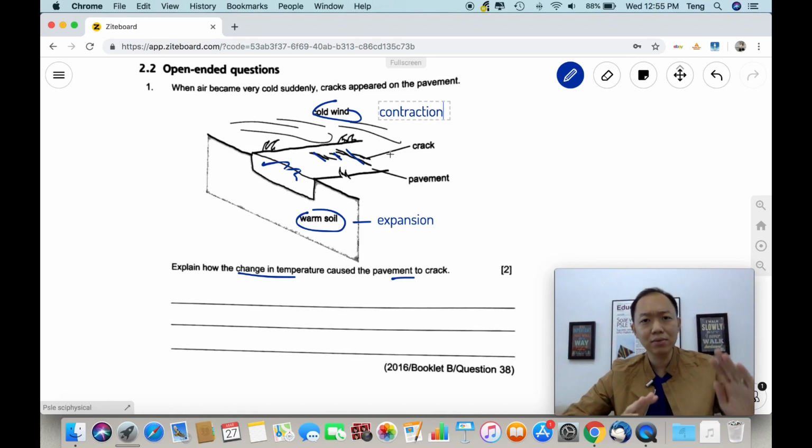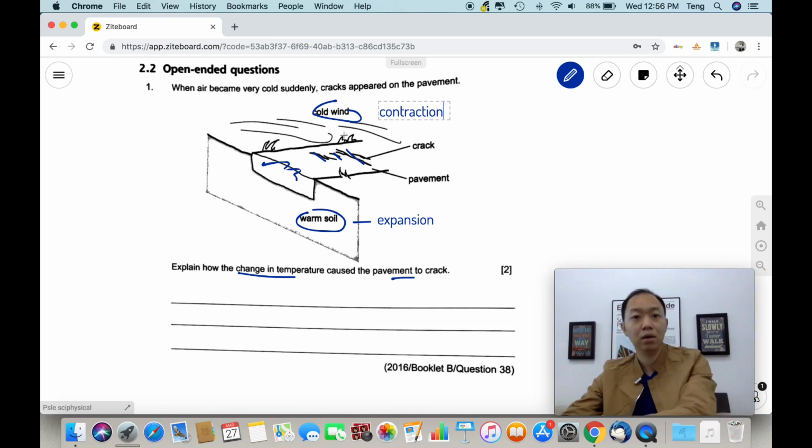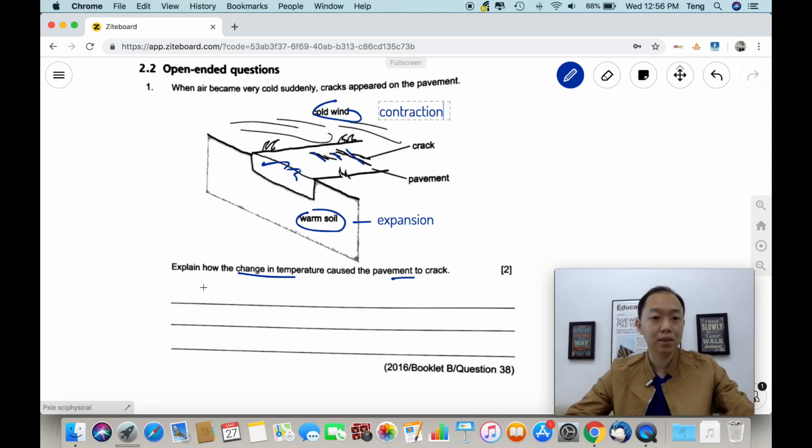But usually for PSLE Science, the problem is the English part. I don't know about you or your kid, but a lot of students have problems piecing all this little information together. So what we do is we use a simple start-end technique. What do you mean by start-end? At first, you talk about what you see at the start. So what do we see at the start? You see the cold wind at the top, and then there's a warm soil at the bottom.